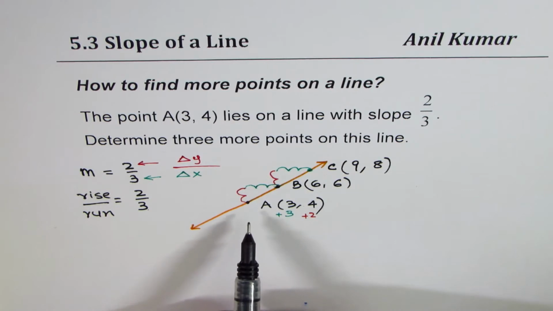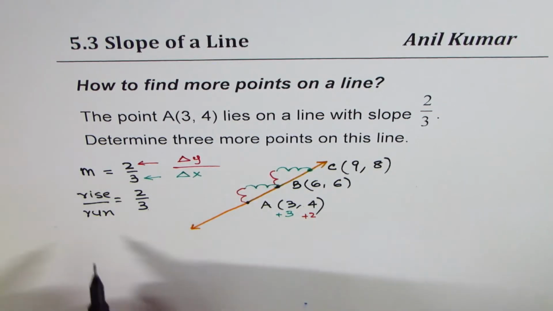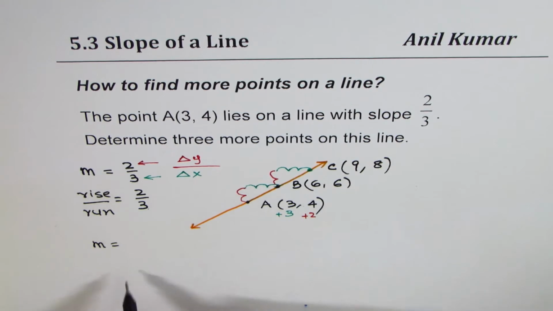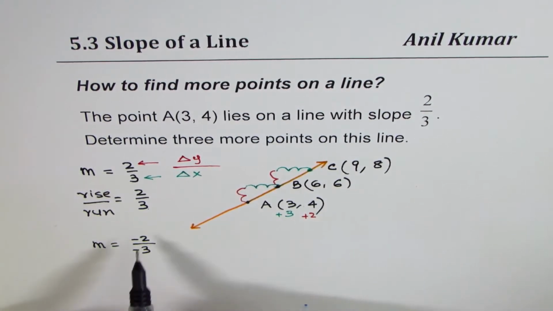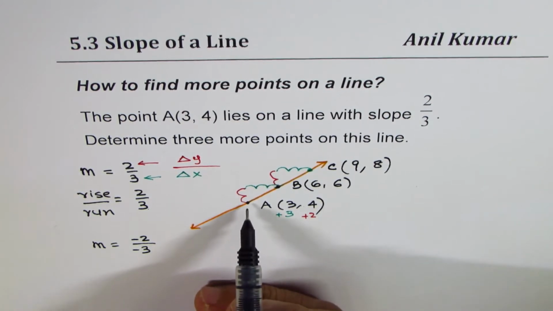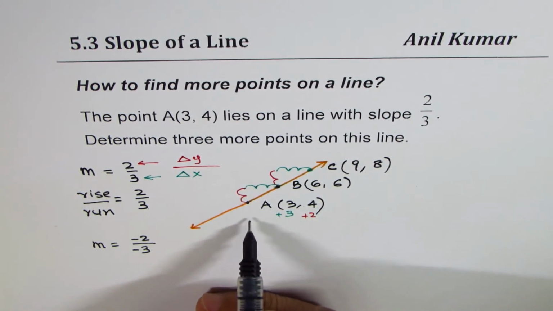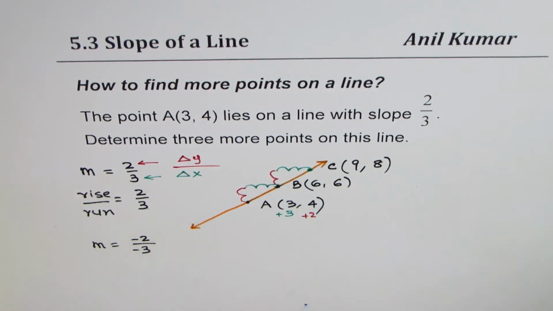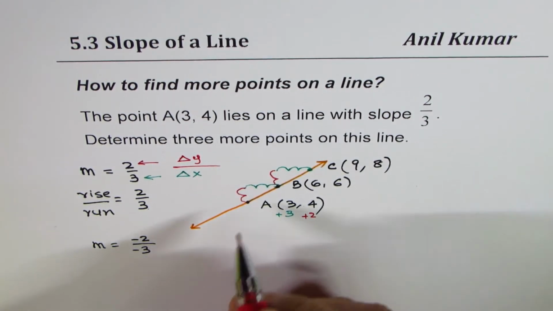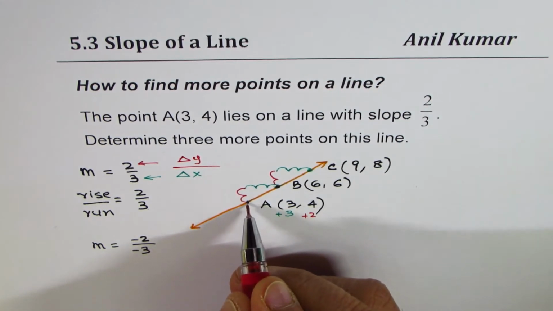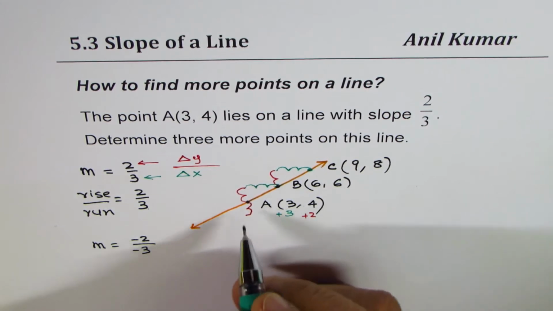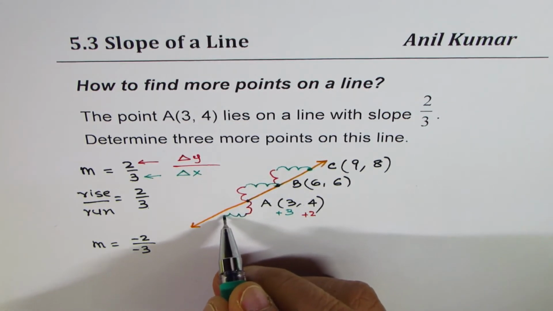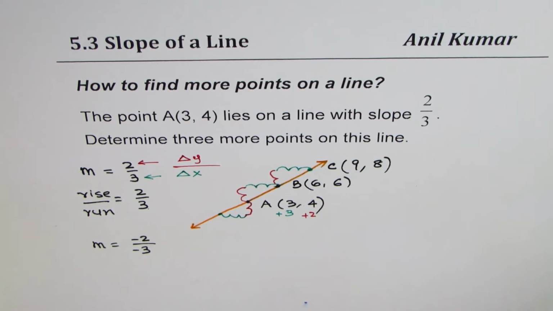Well, as an exercise, what you should also try is that m equals 2 over 3 is also the same as minus 2 over minus 3. That is to say that we can move down 2 units and left 3 units to get few more points, correct? So let's do that. So from A, I could have gone down 2 units, like 1, 2, and then 3 units to the left, 1, 2, and 3, giving us another point on it. So let's call this point P.